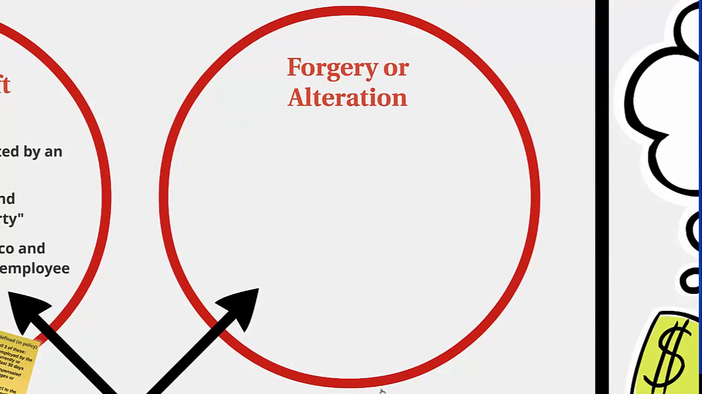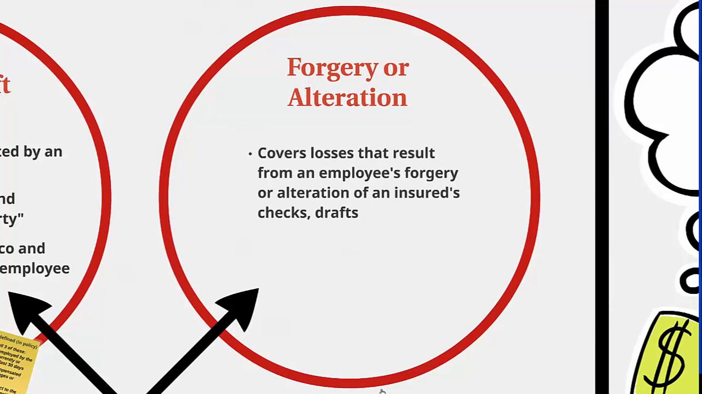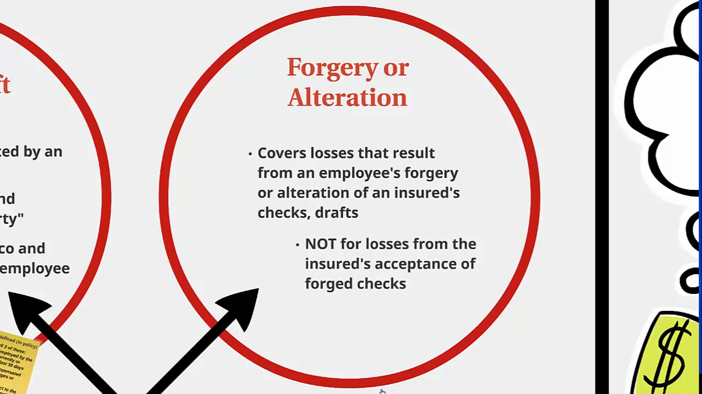Now let's look at forgery or alteration. This covers losses that result from an employee's forgery or alteration of an insured's checks or drafts. It is not for losses from the insured's acceptance of forged checks.